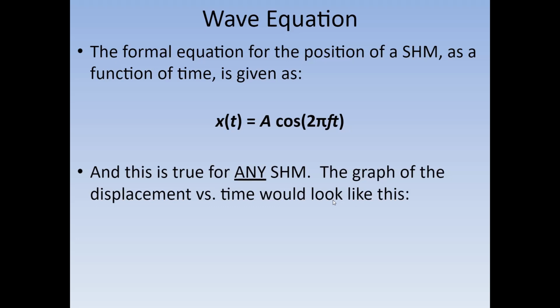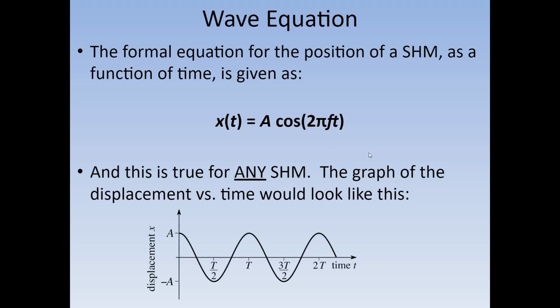So just be aware that the trig term, the sine or cosine, could be swapped for these equations depending on the scenario, but the form of the equation always stays the same. It's always going to be A times the trig function, and inside the trig function is going to be 2 pi ft. Right? And this is what the graph is going to end up looking like as we have it oscillate back and forth.